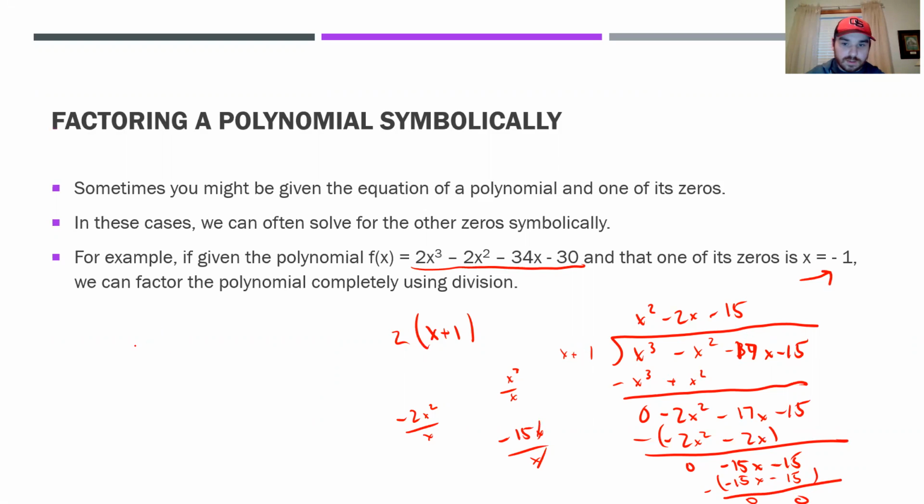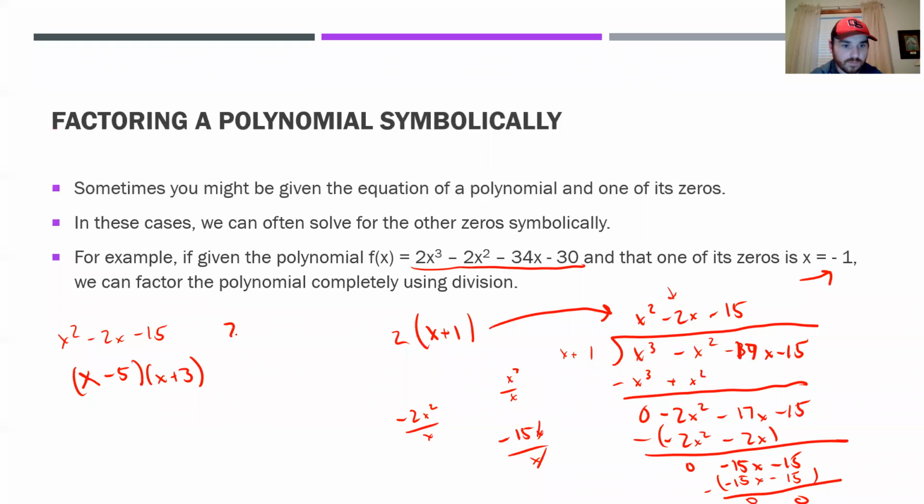So we've got this multiplied by this stuff right here will give us our full polynomial. So now we just need to factor this like a normal quadratic. So we've got x squared minus 2x minus 15. We can factor that to what? 5 and 3. So x minus 5 and x plus 3 should work. This will give us x squared minus 5x plus 3x. That's minus 2x minus 15. Perfect. So these are our two other factors.